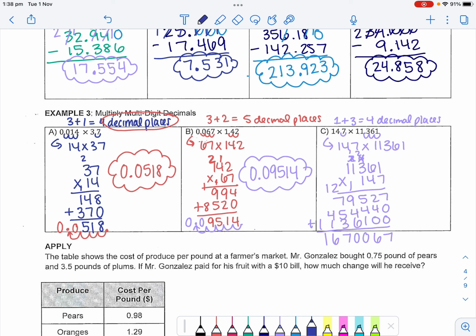And then I'm going in 4 decimal places. So 1, 2, 3, 4. I do not need to add in any extra digits or anything because the decimal lands in the middle of my number. So my final answer is 167.0067. Okay, so again, you're going to count the number of decimal places in each part of the problem. You're going to multiply them as if they are whole numbers and then put your decimal in your answer at the end.